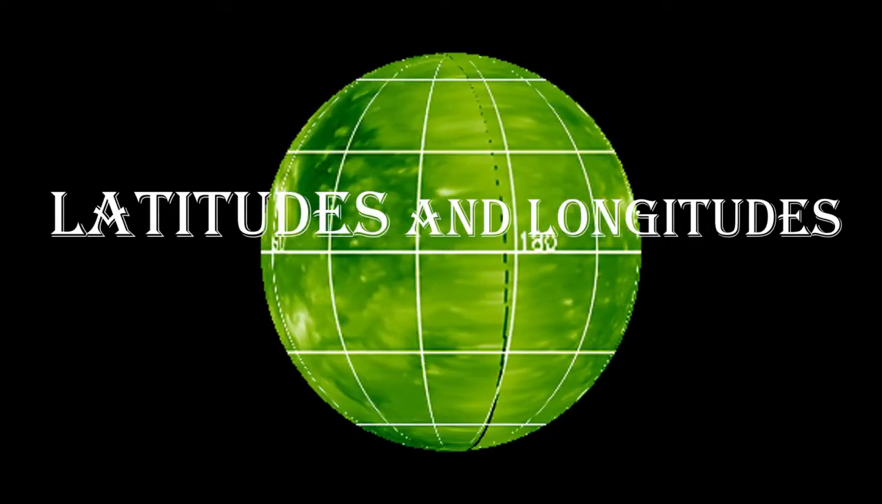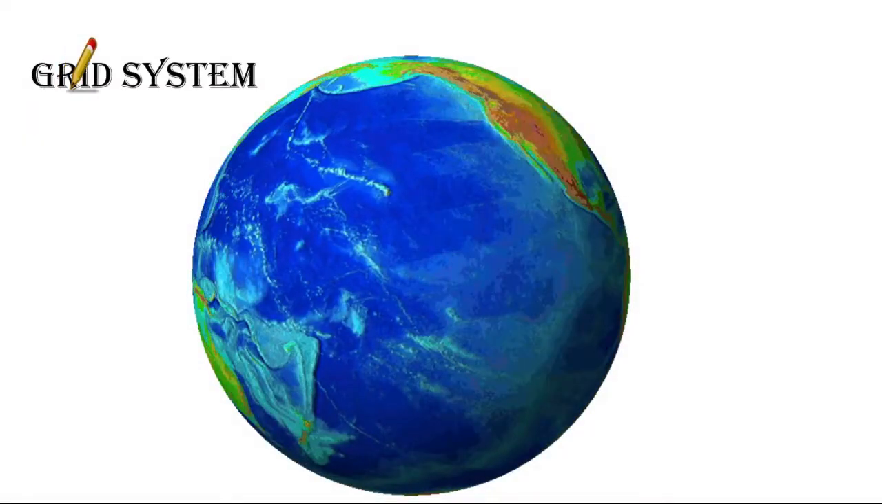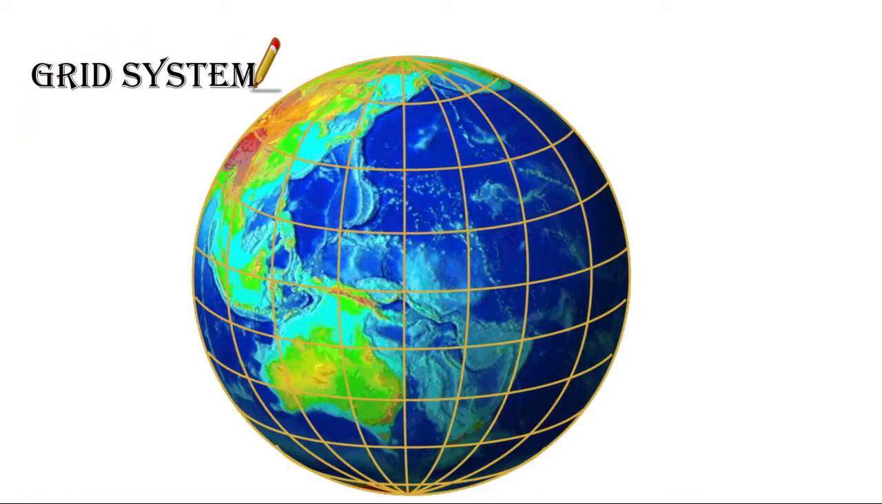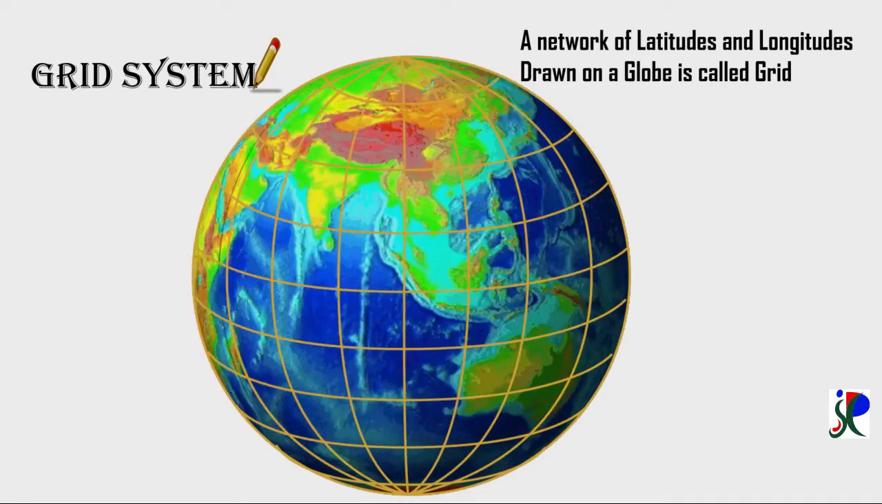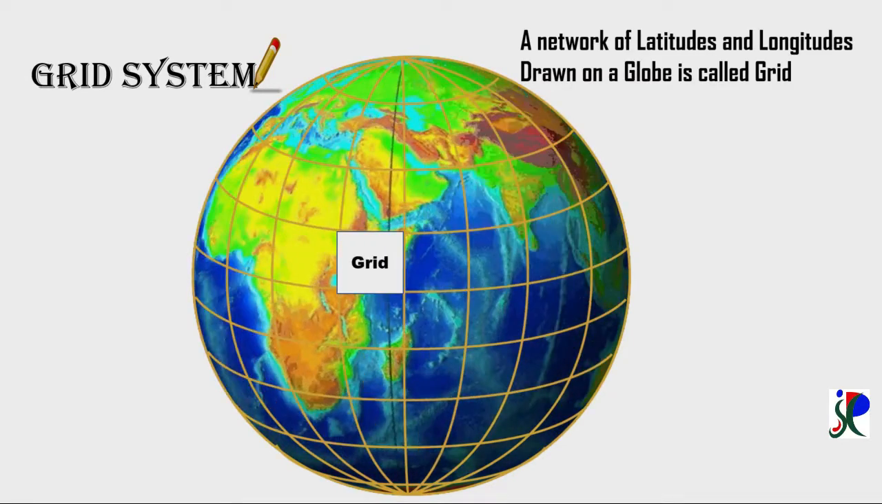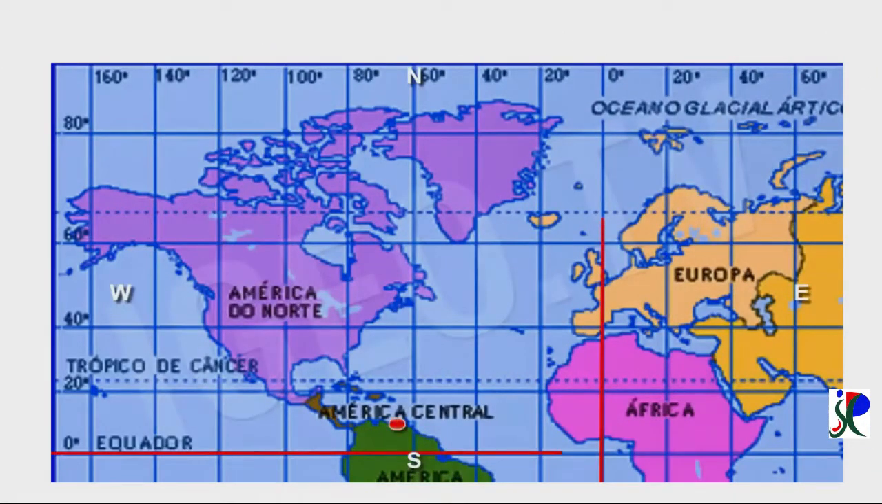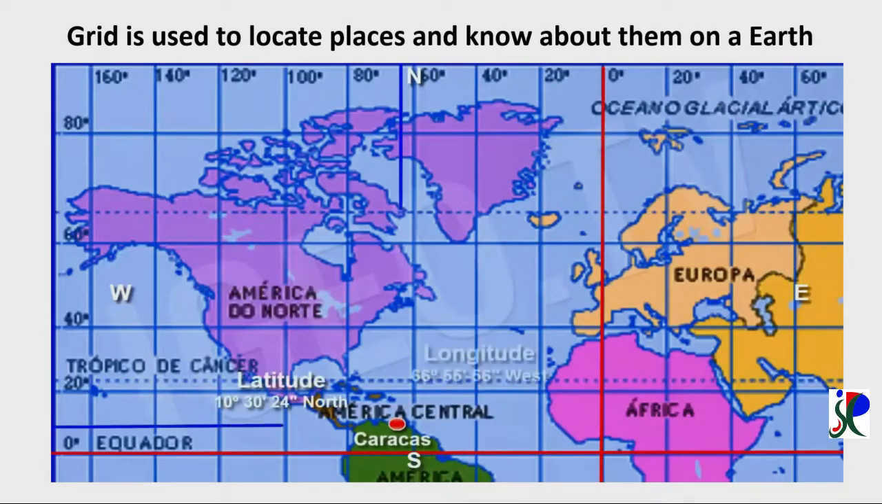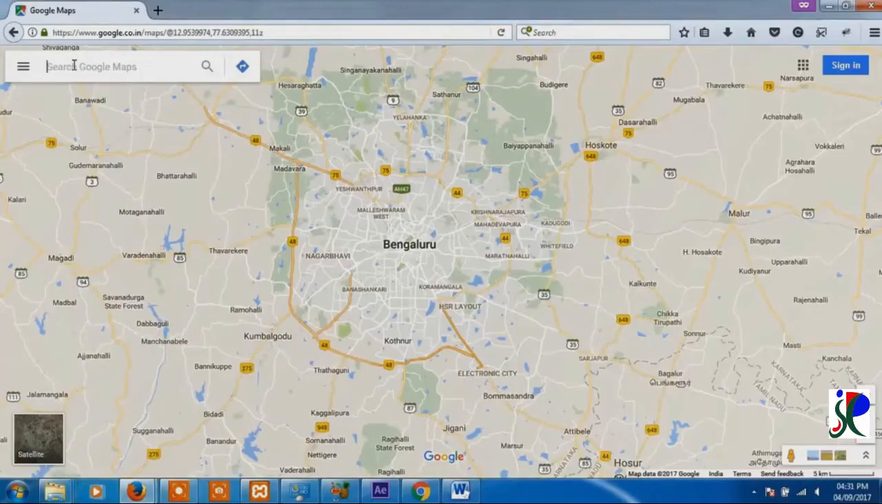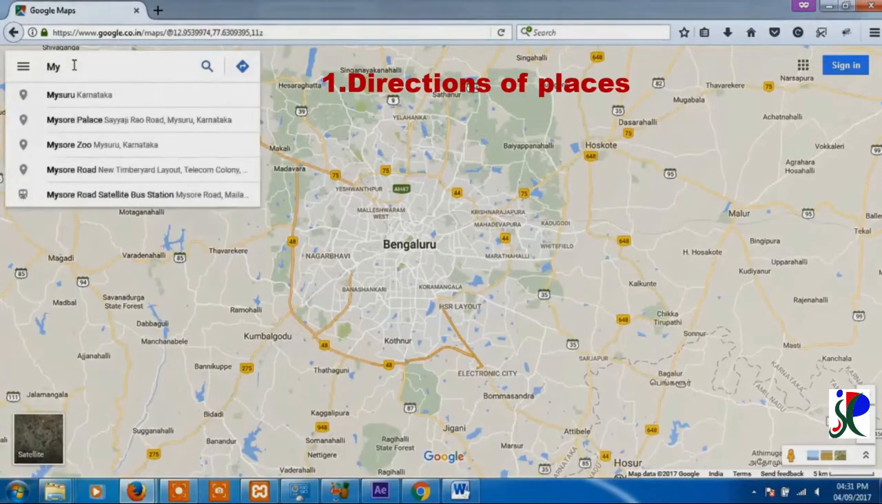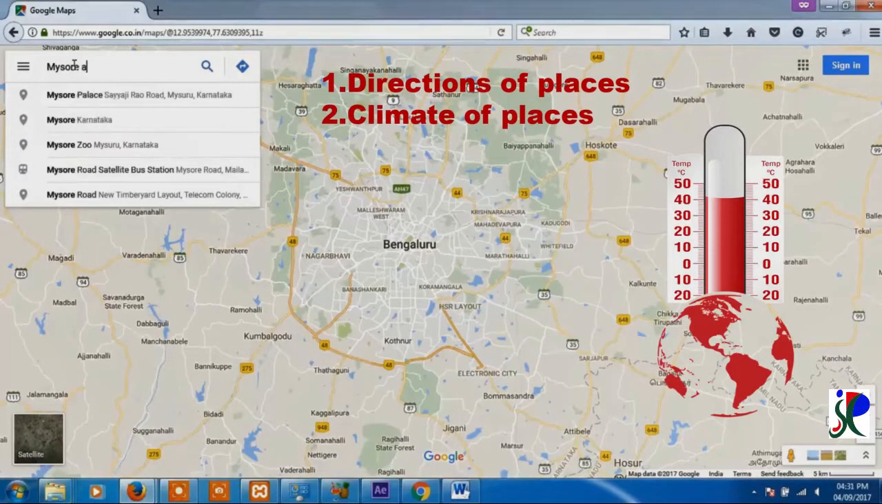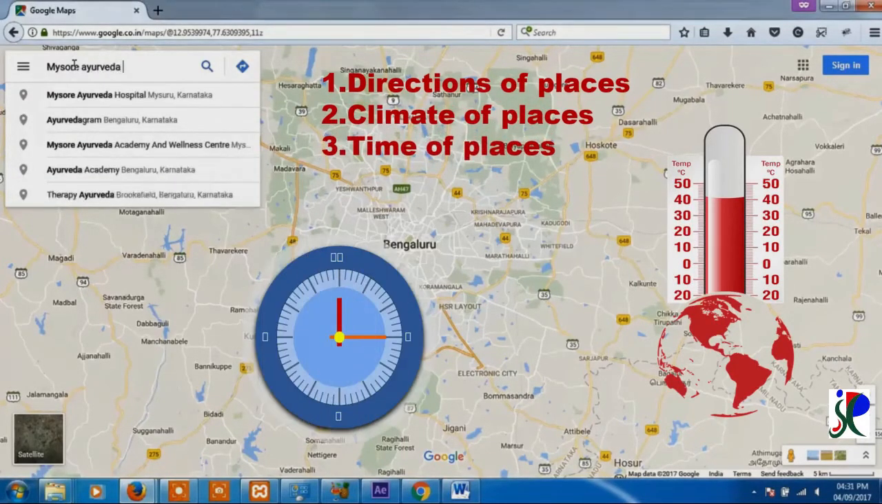Latitudes and longitudes. A network of latitudes and longitudes drawn on a globe is called grid. Grid is used to locate places and know about them on a map. With the help of grid, one can find out the directions of places, climate of places, and time of places, etc.